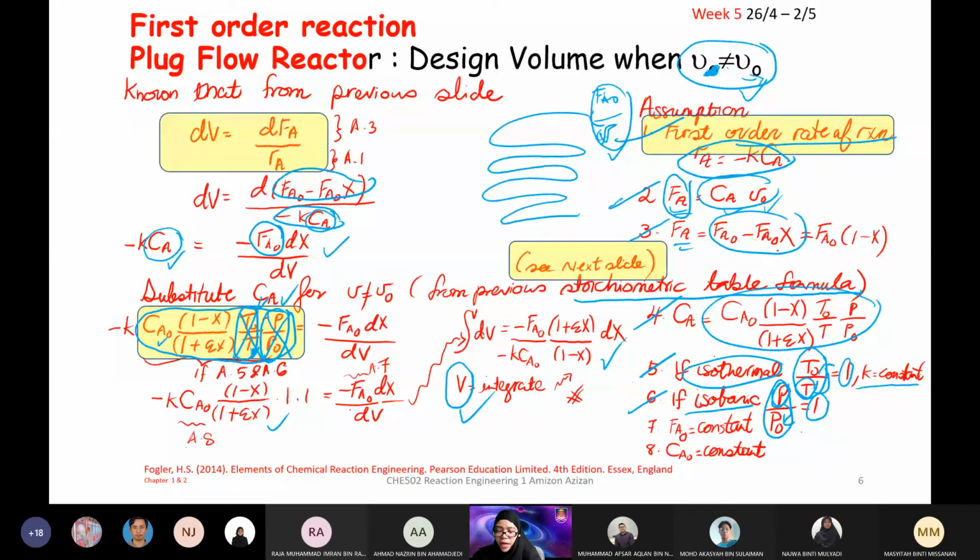Of course, when we need to do the integration, you have to identify which parameters do not need to be integrated because they are simply constant values, mathematically. In this case, CA naught is a constant value, so you need to take it out from the integral limit. So this is the basic equation for this condition when the volumetric flow rate is not the same as the initial volumetric flow rate. Do you have any questions before I proceed to the next slide?